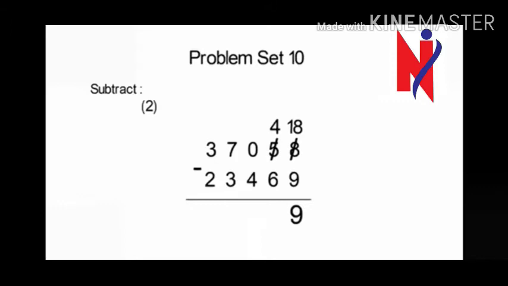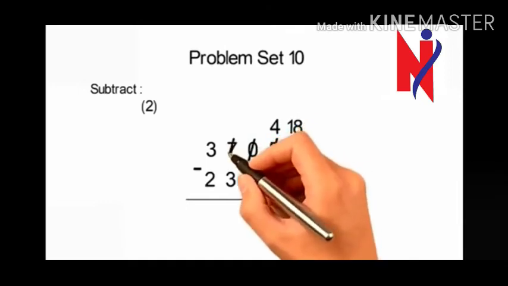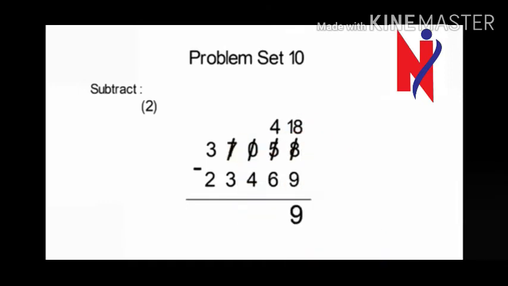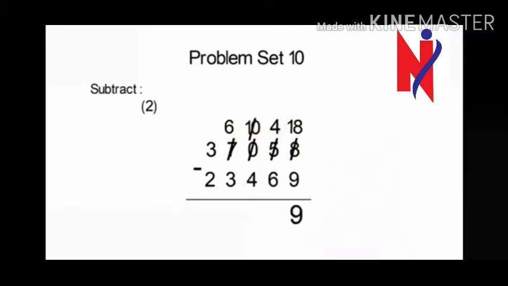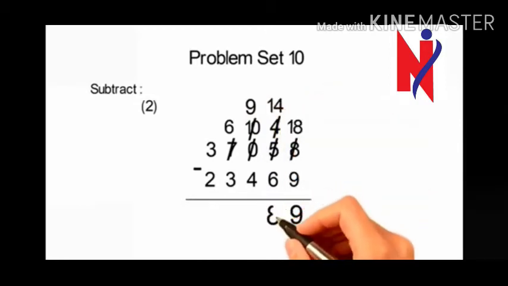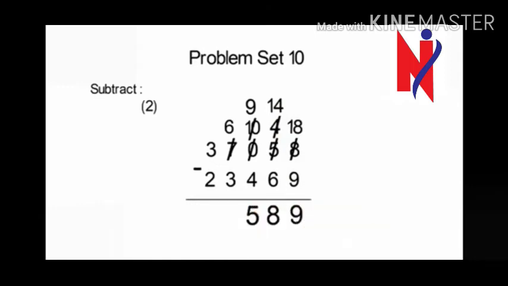Can you minus 4 from 6? No. So what you will do? Borrow from its neighbor. Now 0 will become 9 and 7 will become 6. See children, you have to make columns and then solve it. 9 minus 4 is 5 and 6 minus 3 is 3 and 3 minus 2 is 1.